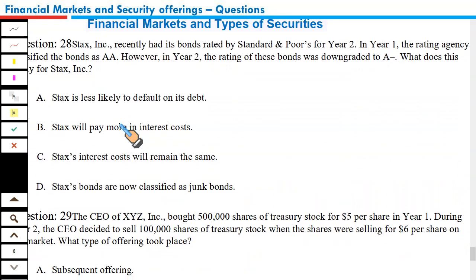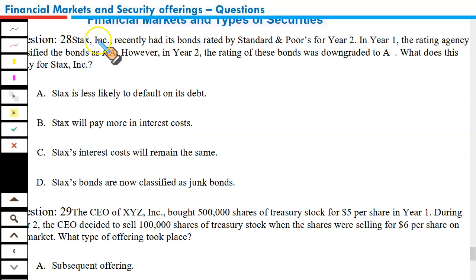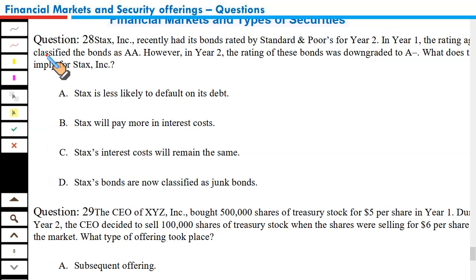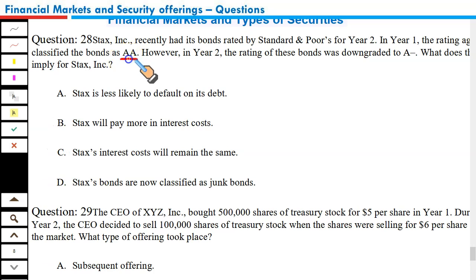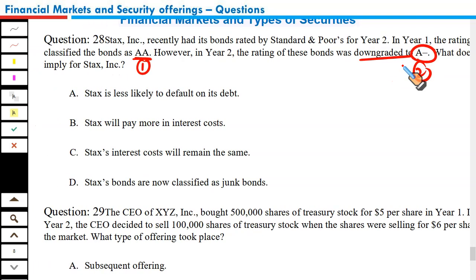Question 28. Stacks Incorporated recently had its bonds rated by Standard & Poor's for year 2. In year 1, the rating agencies classified the bond as AA, remember. However, in year 2, the rating of these bonds was downgraded to A negative. That's in year 2. What does this imply for Stacks Incorporated? How does it impact you?